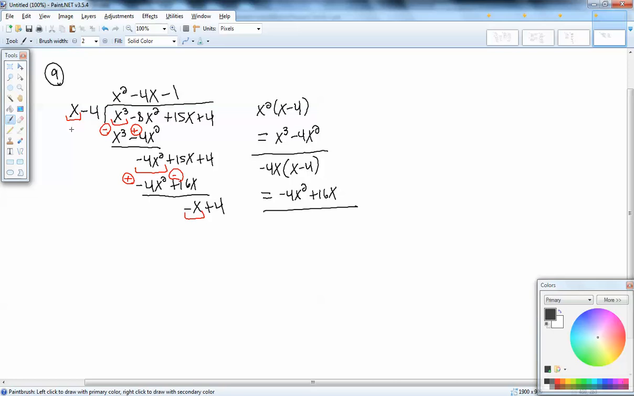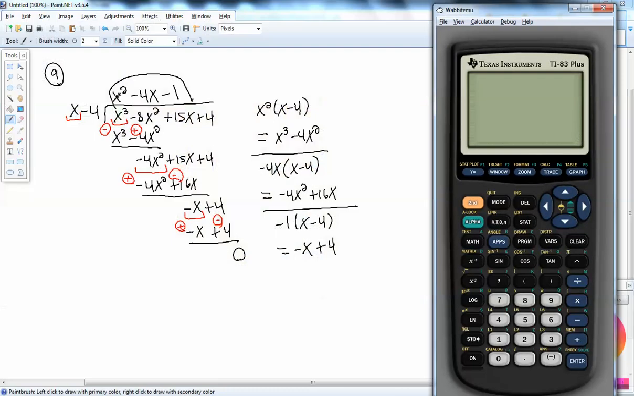Whatever you put up on top, you multiply by what's in front. So I got negative 1 times x minus 4, which gives us negative 1x or negative x. Negative 1 times negative 4 is a positive 4. Now we're going to subtract that line, which means flip signs. So this becomes positive, this becomes negative. Negative x plus x drops away. 4 minus 4 is 0. And this would be our answer.